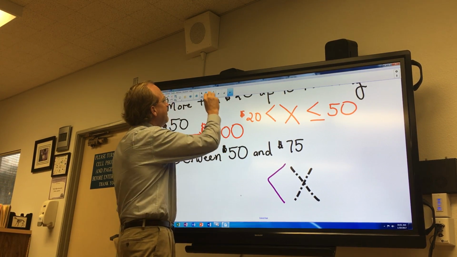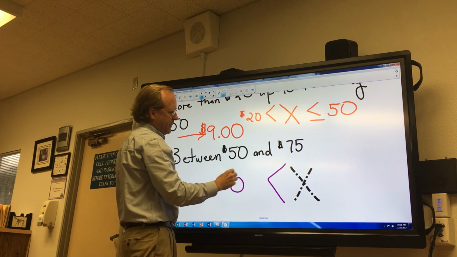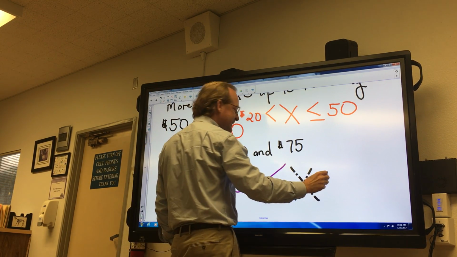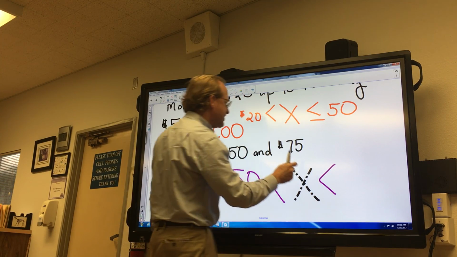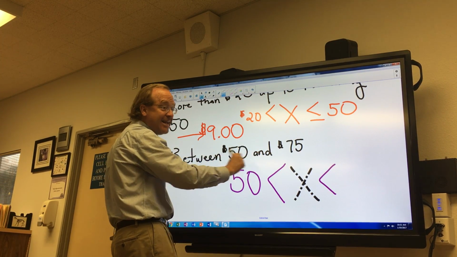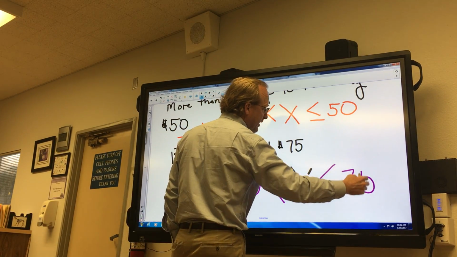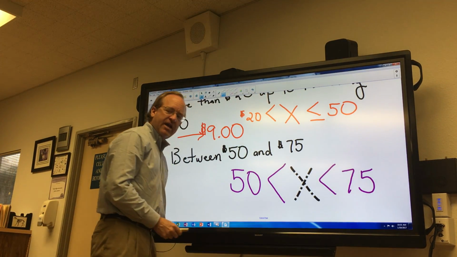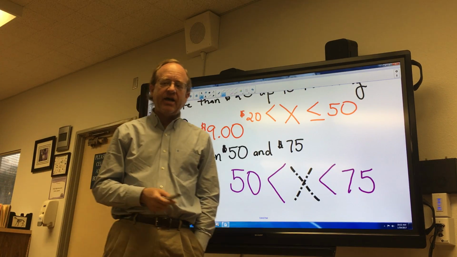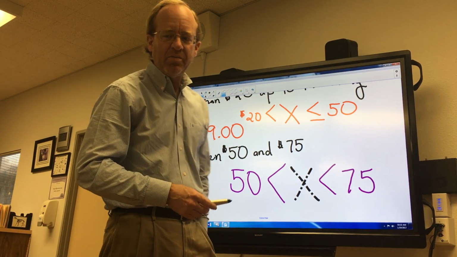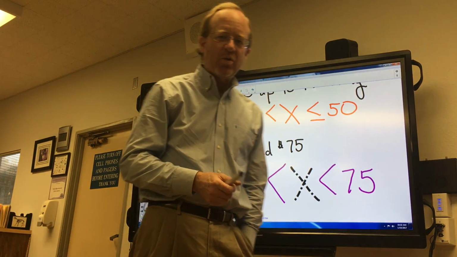It's bigger than 50, but less than 75, because it's between those numbers. It's not equal to 75 or 50, it's between the two of them. And that's that. So hopefully that helps you out as you're working on problem 8a on page 114.